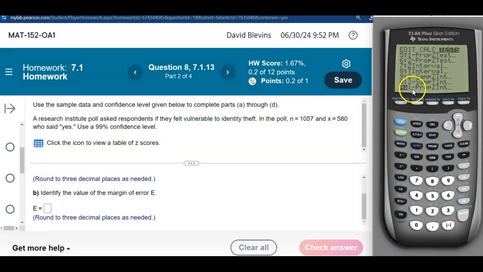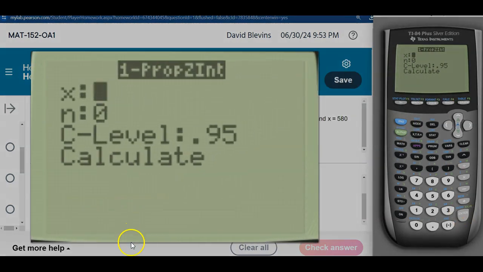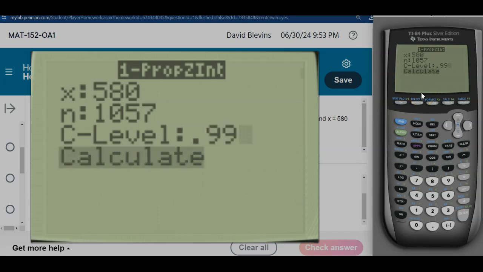It's A on mine. It might not be on yours. Different versions of the TI have more and less features. So just look for that 1 prop z int to make sure it's a 1 and not a 2. All right, you want to know x and n again that we just did, 580 and 1057. It's labeling them x and n. It won't always do that. Just know x is going to be smaller than n. n is the whole sample size, and x is the part of the sample that has the quality we're looking for. All right, 99% is 0.99, and then we calculate it.